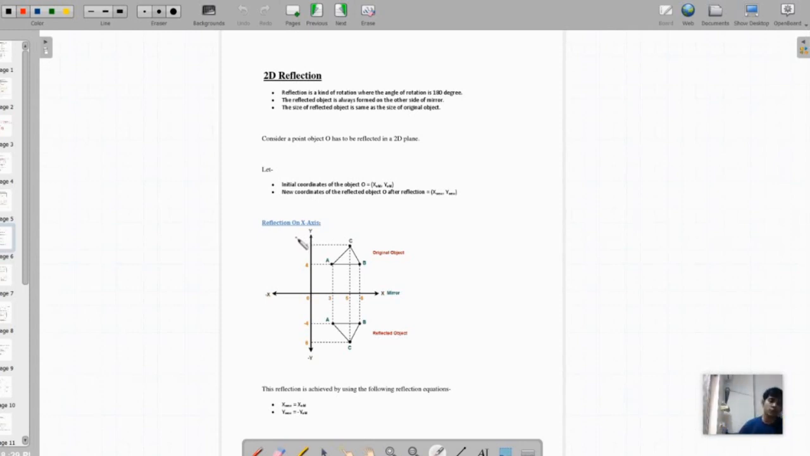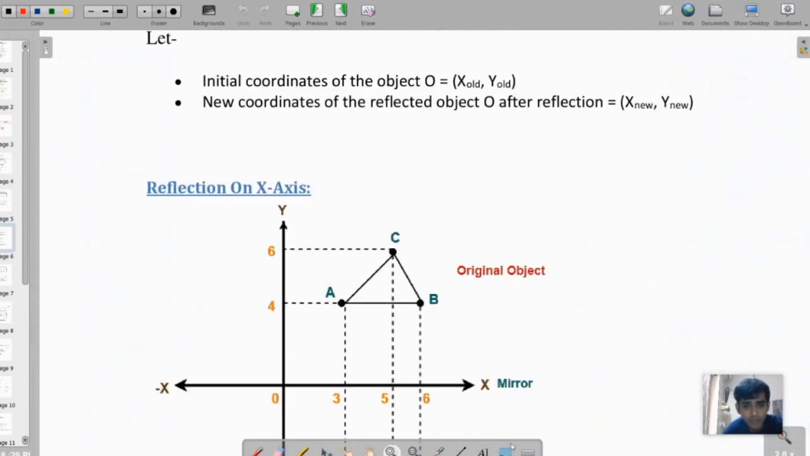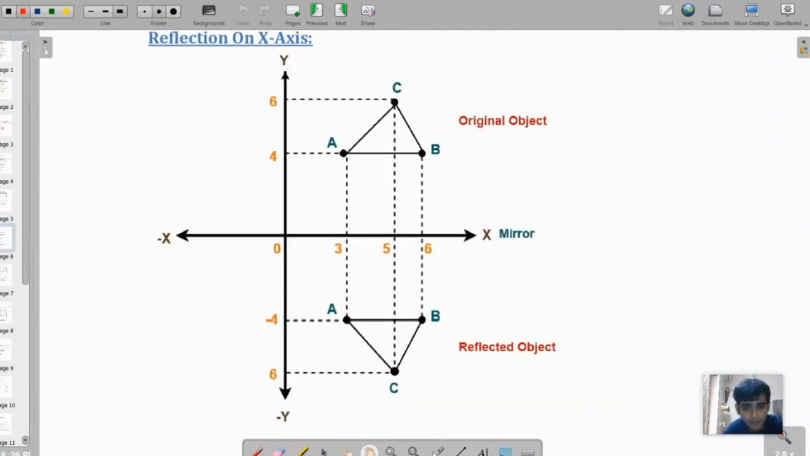So if you do what I call reflection with respect to the x-axis, you are getting the reflected object somewhere here. In this diagram, the triangle ABC has been reflected with respect to the x-axis. Now, can you please tell me, if you reflect this ABC triangle with respect to the y-axis, in which quadrant will your reflected object be? Write down the answer in the chat box.